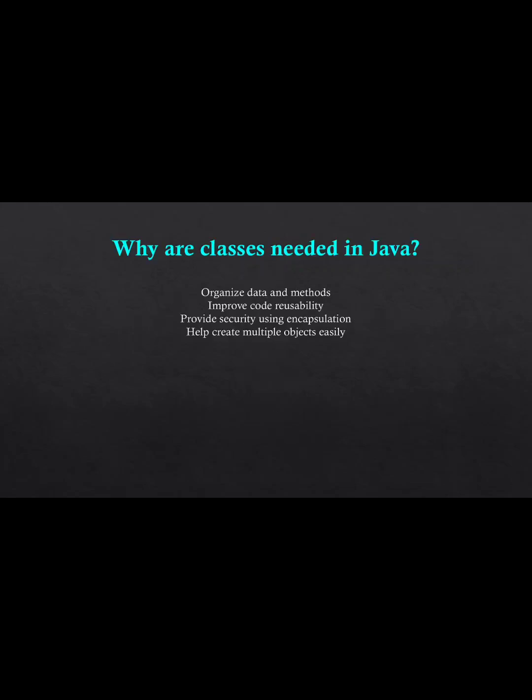Coming to the next part, why do we need classes? Classes are needed just to combine the data and member methods together. It organizes data and methods. Second thing, it improves code reusability. I'll explain this in the coming videos. Third thing, it provides security using encapsulation. As the data is inside an object or a class, the data is secure. And what is encapsulation? Encapsulation is nothing but combining the data and its methods together. Why classes? It helps us to create multiple objects easily. These are the reasons why we need classes in Java.